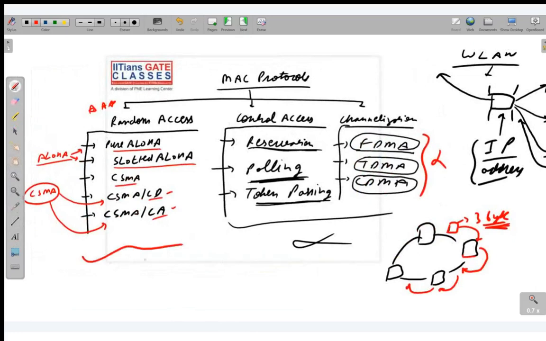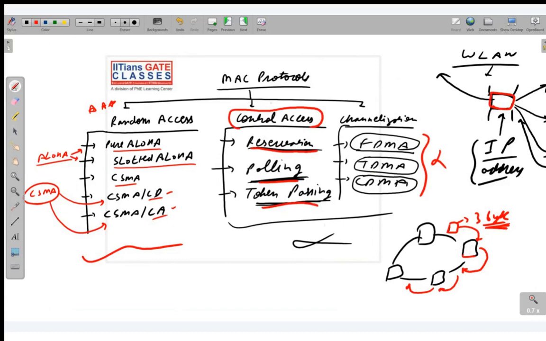First of all, let me say it like this: controlled access. Everything was controlled by somebody. Like reservation: every station was doing reservation. Polling is controlled by this centralized station or router, which is asking everybody. In token passing, there was a token, so whichever station had the token could send the data, and so on. There was some controlling authority.